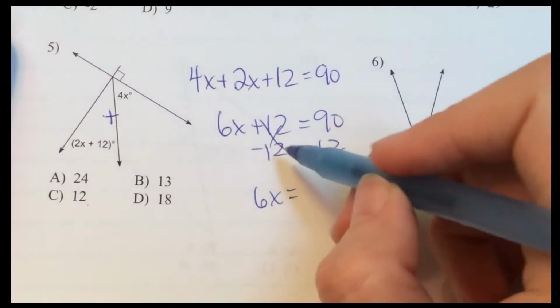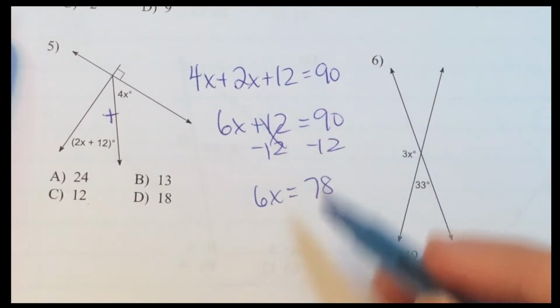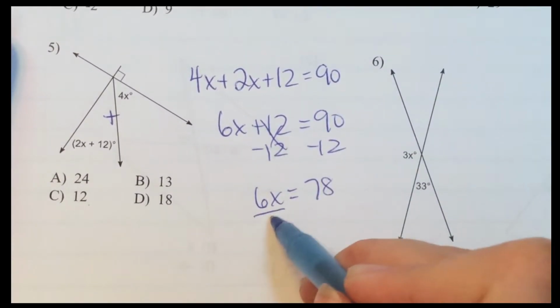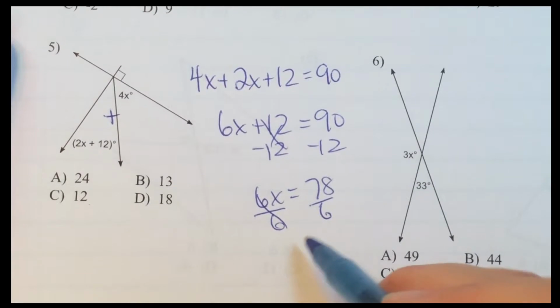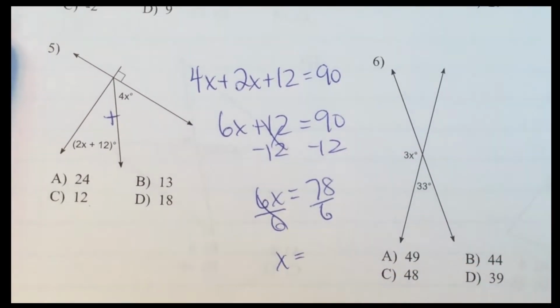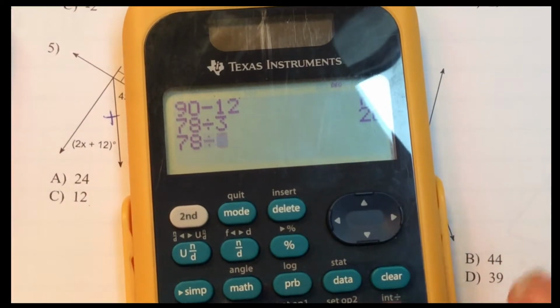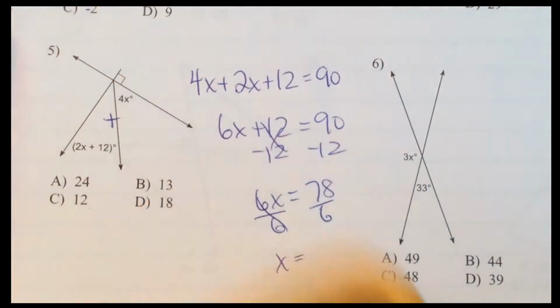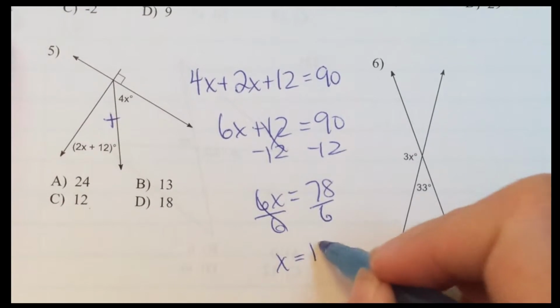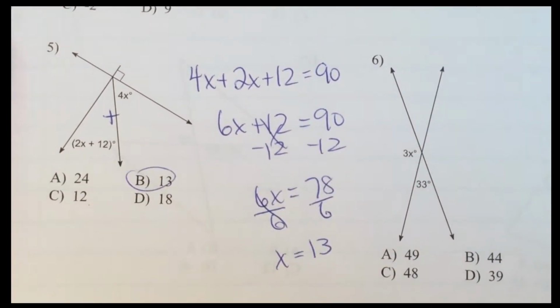And 90 minus 12 is 78, and I know that because we just did it. Then I'm going to divide by 6, and I should get 13, but we'll check it and see. Yeah. Okay.